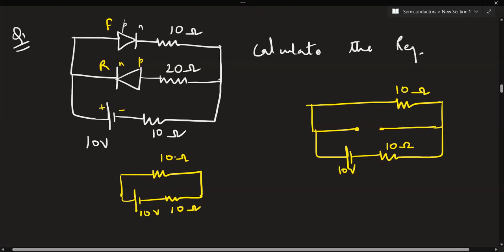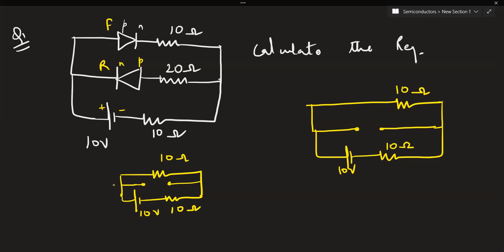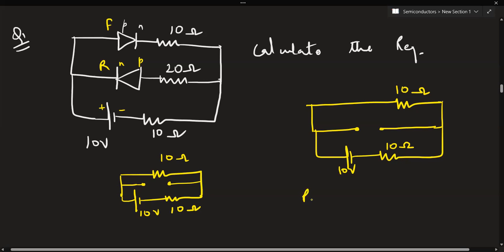Are these connected in parallel or series? Series. So R equivalent will be 10 plus 10, which is 20 ohm. This is not part of the question, but if they ask you what the current is, then you can calculate the current also.